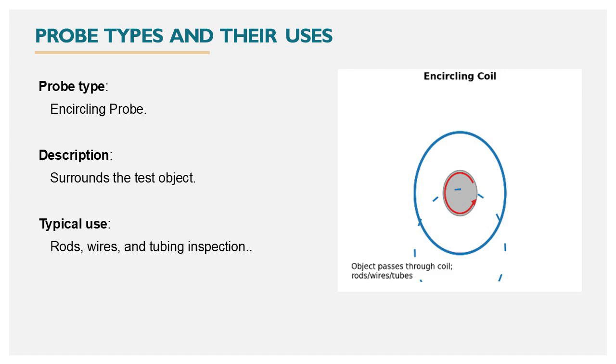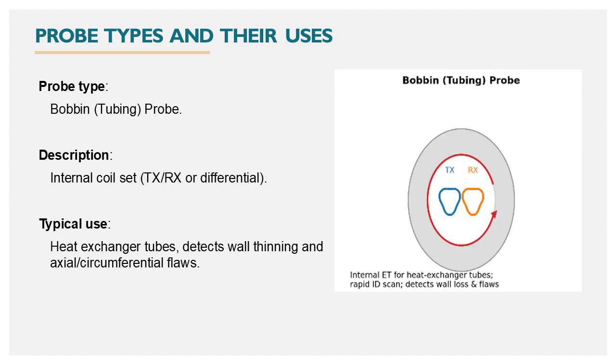Probe type number 5 is encircling probe. It surrounds the test object. Typically used for rods, wires, and tubing inspection. Probe type number 6 is bobbin or tubing probe. It is an internal coil set, TX or RX or differential. Typically used for heat exchanger tubes, detects wall thinning and axial/circumferential flaws.